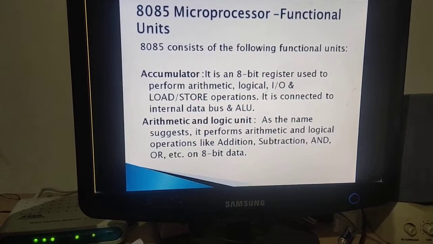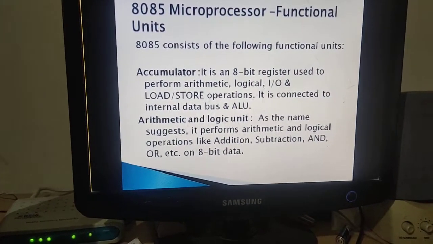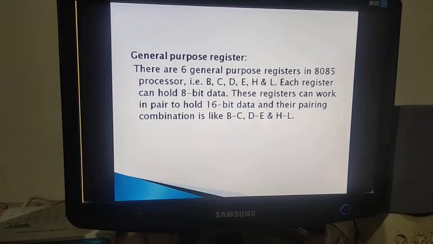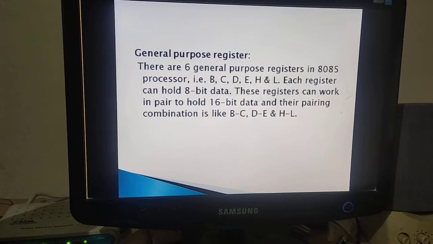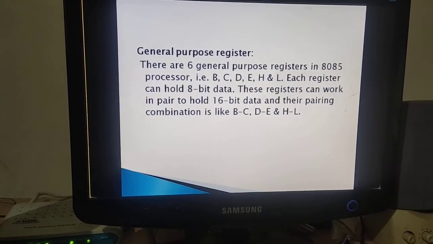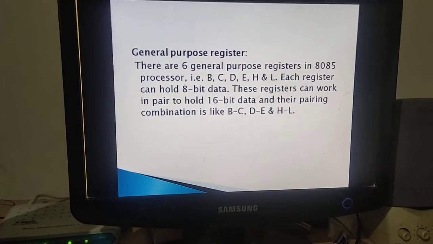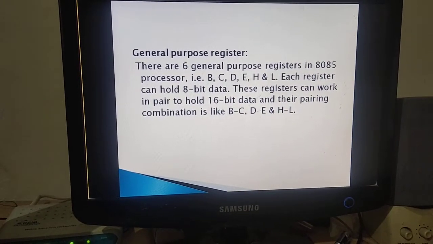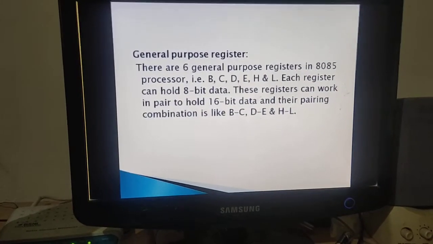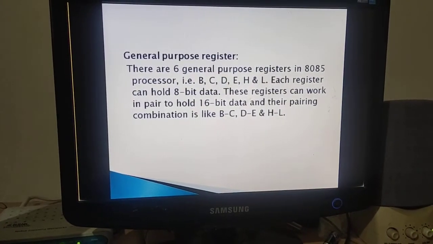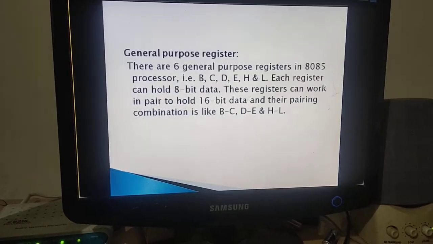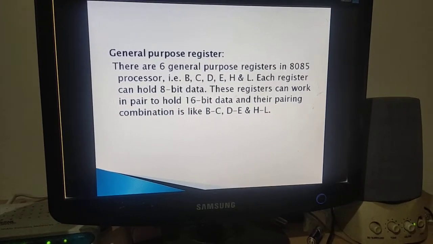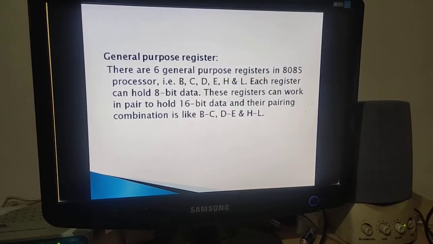ALU, arithmetic and logic unit. As the name suggests, it performs arithmetic and logical operations like addition, subtraction, multiplication, division. General purpose registers: there are 6 general purpose registers in the 8085 processor, that is B, C, D, E, H, L. Each register can hold 8 bits of data. These registers can work in pairs to hold 16 bits of data, and the pairing combinations are BC, DE, HL.